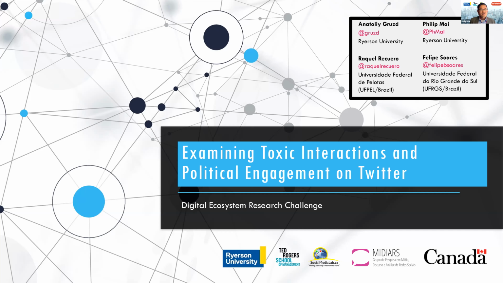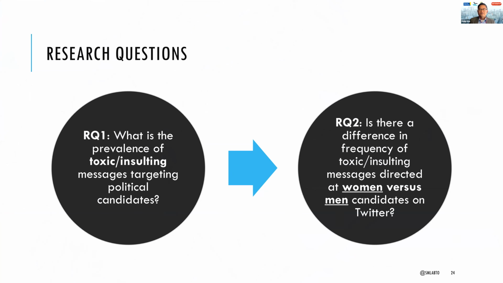Terrific. So this is a study we did about 1.5 years ago with Anatoly, myself, our colleague Raquel Roquero, and Felipe Soares. We were examining toxic interaction and political engagement on Twitter in the Canadian context. The goal of this study was to better understand the online dynamic of violence on Twitter against candidates running for political office. Online violence in platforms is a pressing problem. The idea of the study was to provide research-based evidence for policymakers and governing stakeholders.